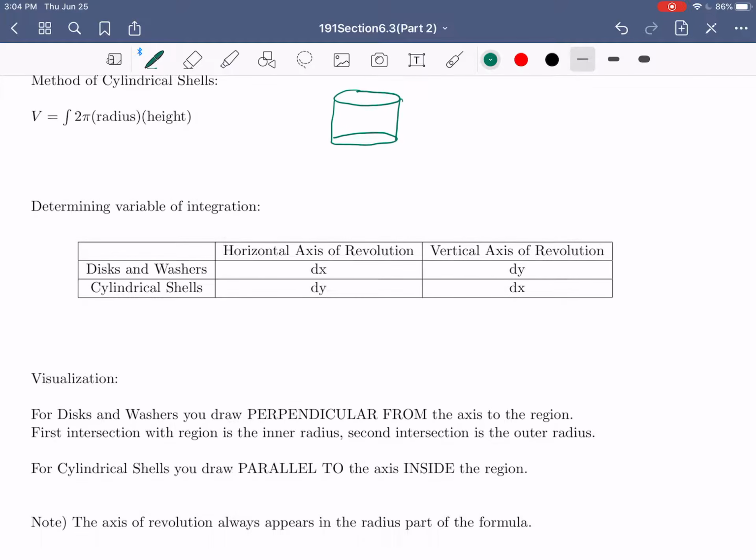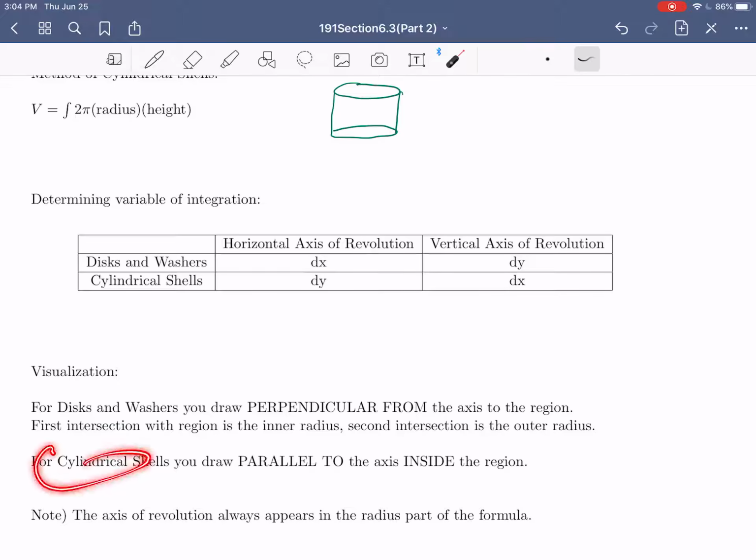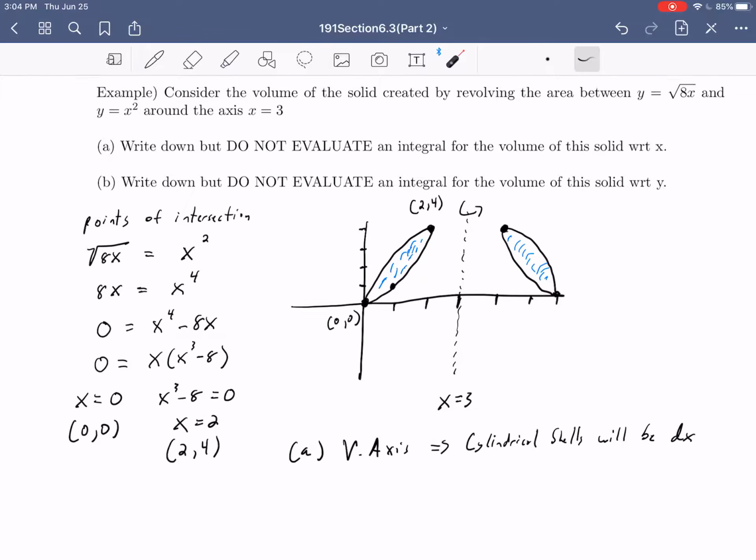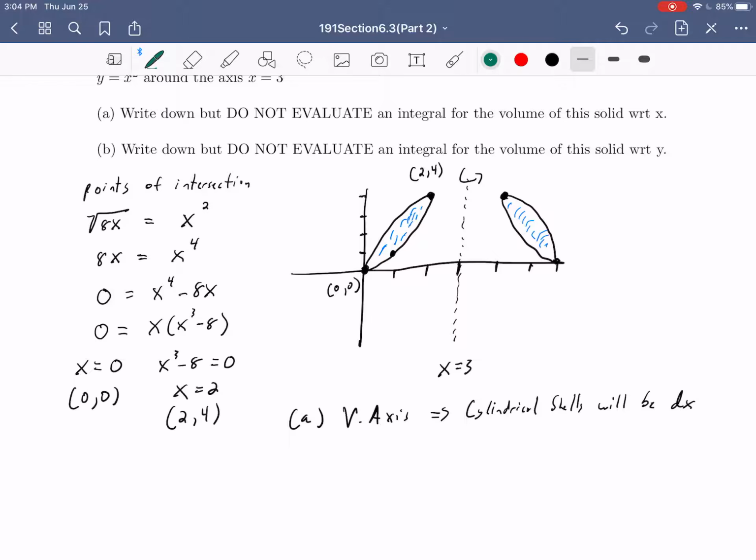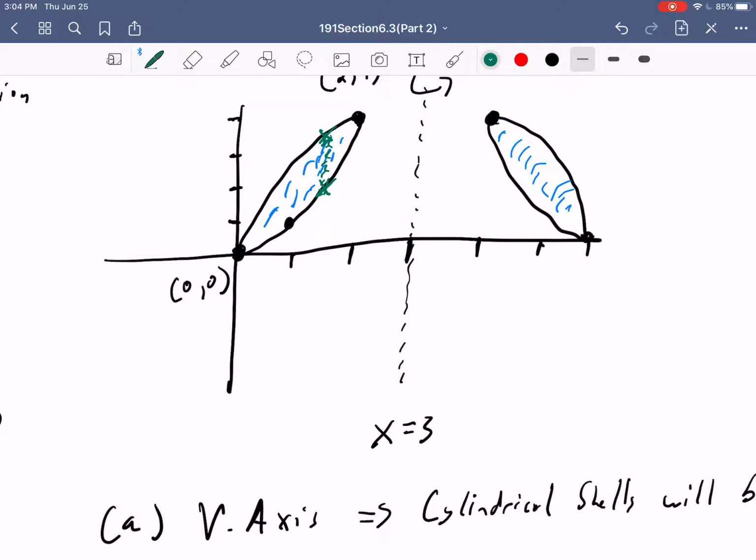If we go back to our summary here, remember we said that for cylindrical shells, you want to draw parallel to your axis inside your region. So we want to take a particular value. Notice that since we know we're working dx, and since we're working parallel to this axis, that means we're drawing a vertical line, which is an x value. We draw something sort of typical in there, maybe something like that. We'll zoom in a little bit so we can see. It's a little messy, apologize. Let's remove that. Okay, there we go.